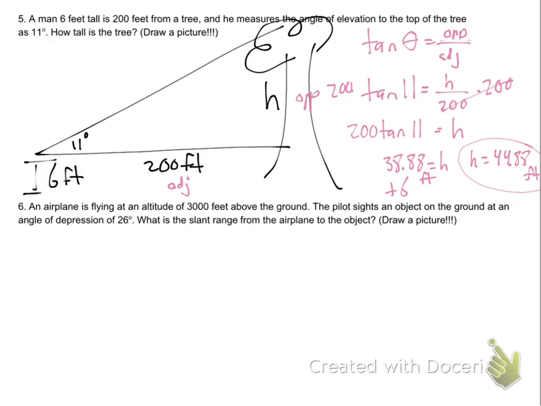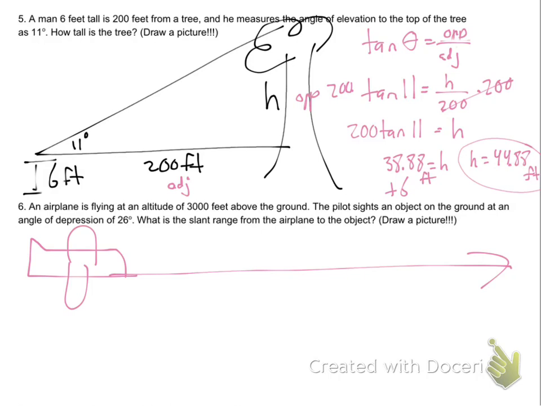Okay, guys. Here's my airplane, flying in this direction. We know that he is off the ground 3,000 feet. Yes? It says he has an angle of depression. So that means we are probably looking up. No. Angle of depression means he's looking down to the ground with an angle of depression of what?